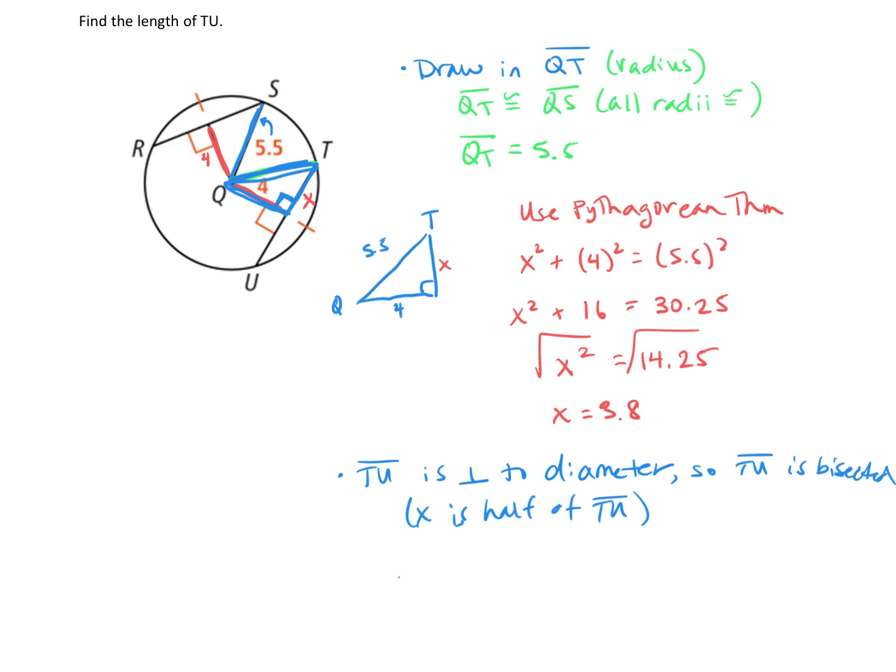So all we have to do to get chord TU is double that 3.8 that we found. 2 times 3.8 is 7.6, and we'll just throw units on here. And we found chord TU to be 7.6 units.